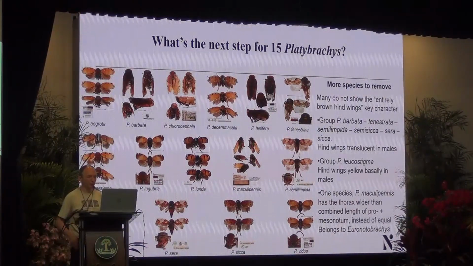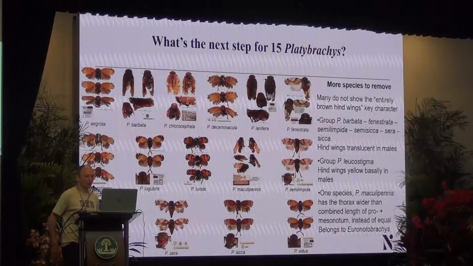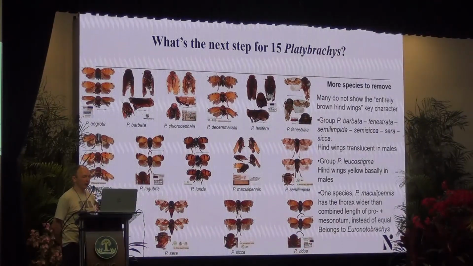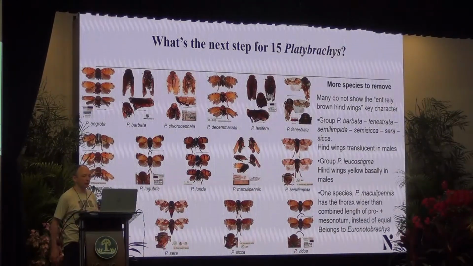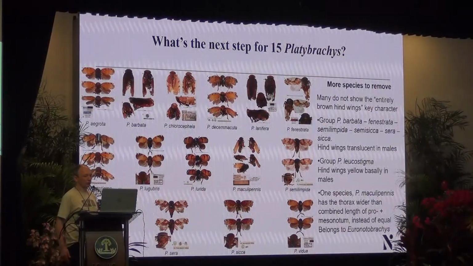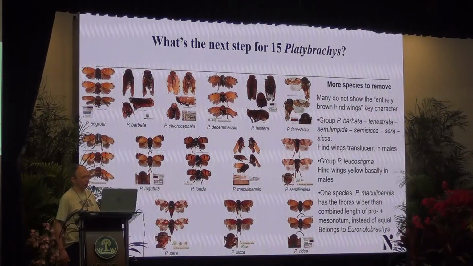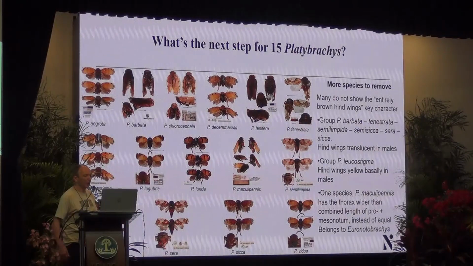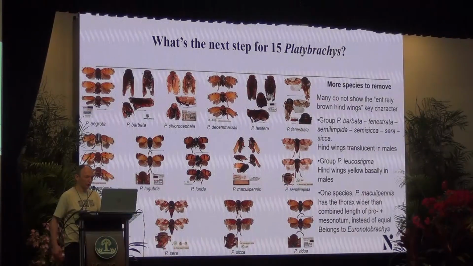So that's one group. There's a second group, that's Platybrachys leucostigma. The hindwings are yellow basally in males and in most females. And then there is one species, Platybrachys maculipennis, in which the thorax is wider than the combined lengths of pronotum and mesonotum. So from the beginning, that one should not have been placed in the genus Platybrachys and actually belongs to Auchenorrhyncha.